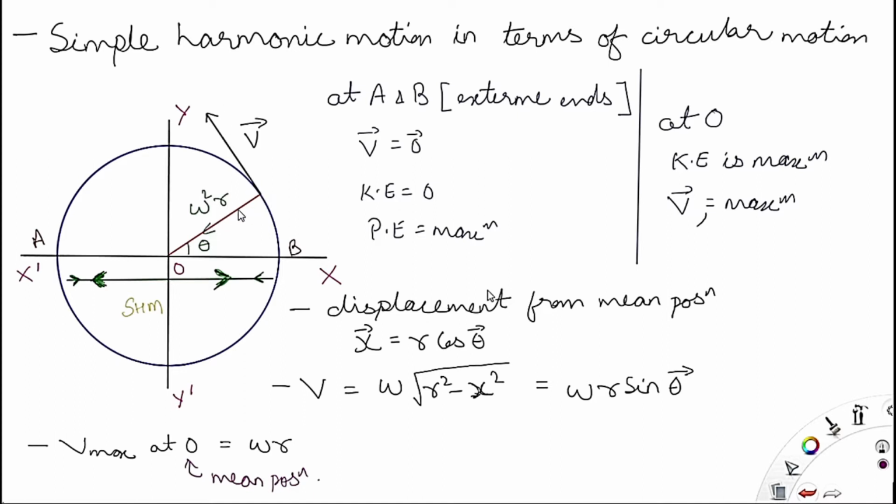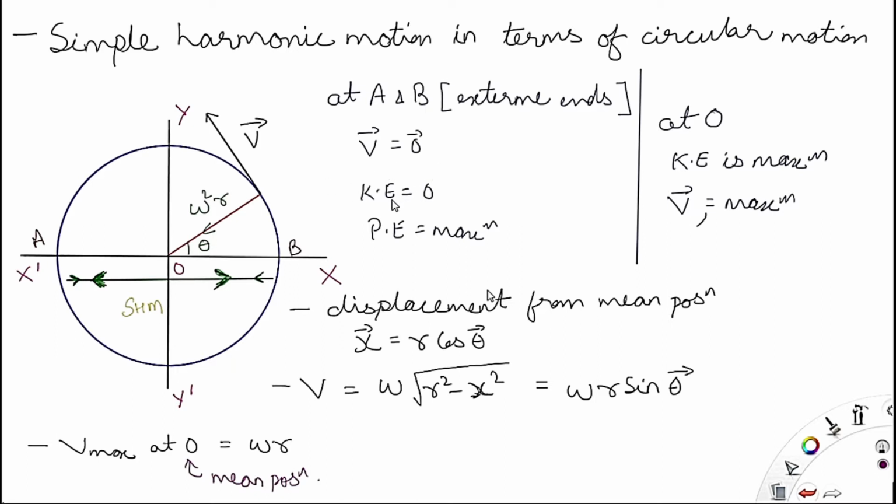Now considering the points, A and B are the extreme points. At the extreme points, velocity is equal to 0. So this is a 0 vector. 0 vector means magnitude is 0 and direction is everywhere. If we are equating vectors, then the other quantity should also be a vector. So at the extremes, velocity is equal to 0, and when velocity is equal to 0, then kinetic energy is equal to 0.